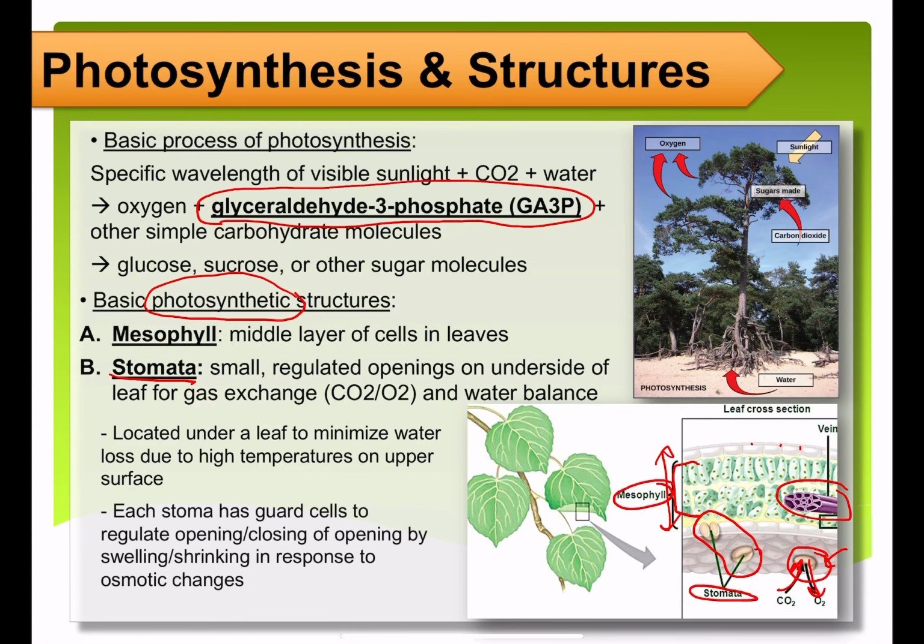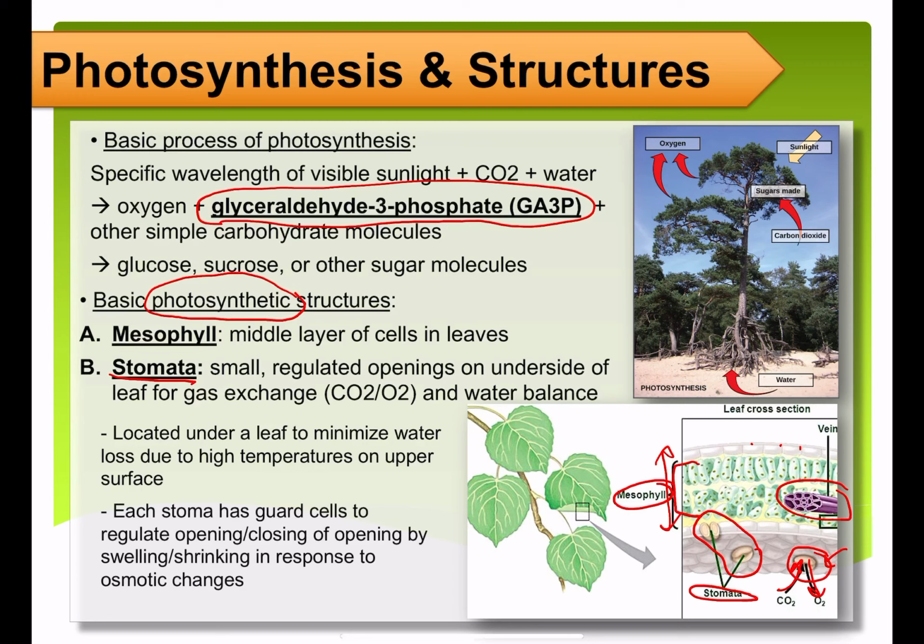Okay, so in addition, each of these stoma, the plural form is stomata, singular form is stoma, they have what's called guard cells that will regulate opening and closing by either swelling or shrinking in response to osmotic changes. For example, when plants are exposed to sunlight, it will stimulate guard cells to swell, which then opens the stomata and increases the rate of gas exchange to complete photosynthesis.